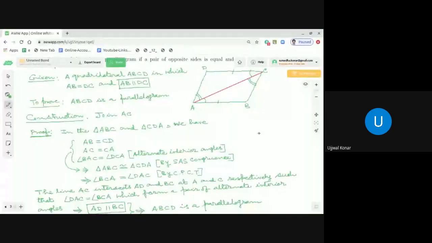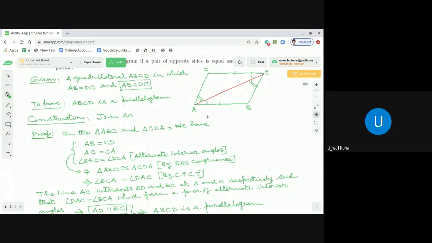Any questions so far, dear students? Could you please reply if you have any confusion or any question here? No, sir. Absolutely clear, right?